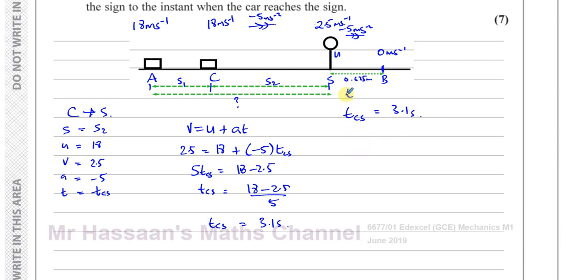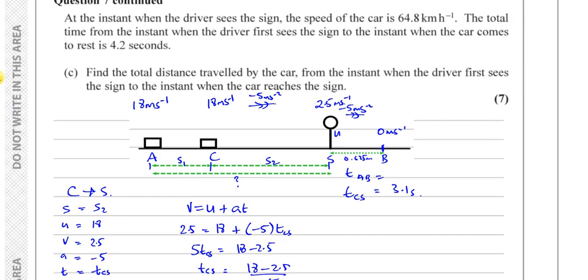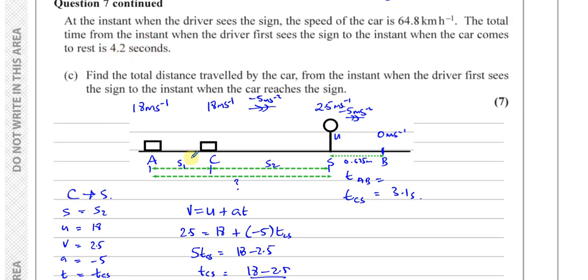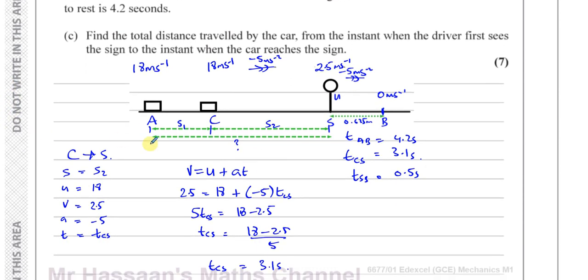And I know the time between A and B, the whole thing until where it stopped, it told us here, that's 4.2 seconds. And the time between S and B, we know from the first part, is 0.5 seconds. We learned that from A. So we can work out, therefore, the time between A and C.